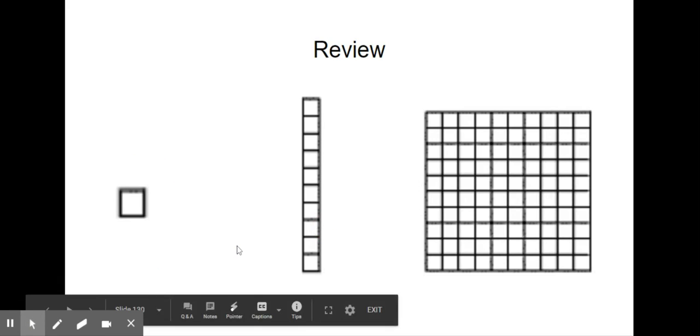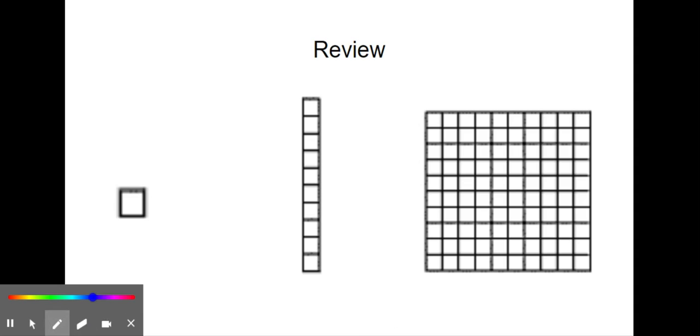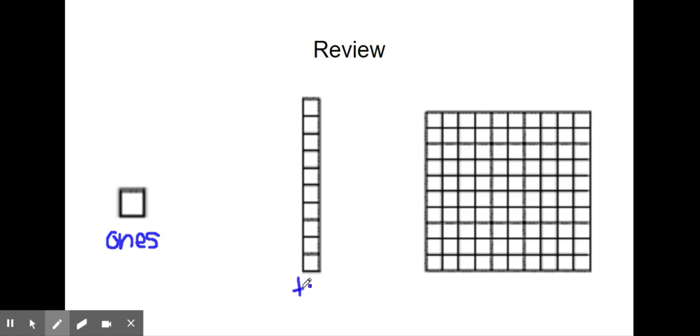Okay, we are going to do a little bit of review. We are reviewing these last couple of weeks of our distance learning so that we are prepared for the 3rd grade. So this square that you see here represents a 1 or ones, right? Whenever we're using models, our base 10 blocks to represent numbers. This would represent a 10. And this one is a 100.